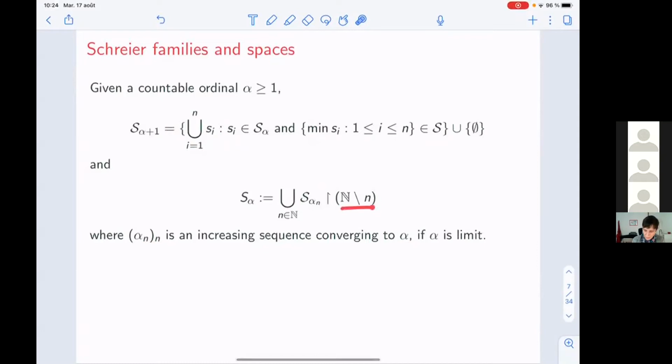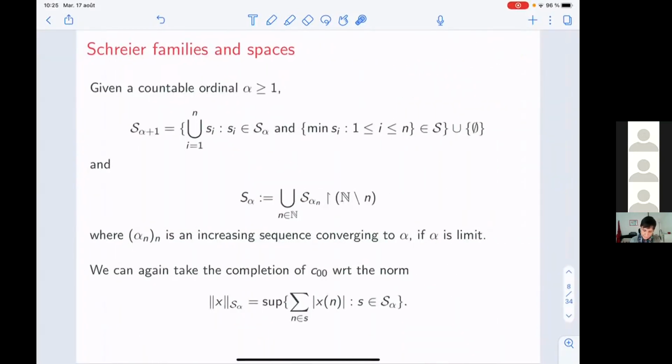I will mention why you have to take tails of these families, and just to point out that the increasing sequence converging to alpha might change. So S alpha is not really one family. You can have several definitions for some S alpha, some Schreier family of some limit ordinal. Similarly, we can take exactly the same norm, and the completion of the C00 with this norm, and you get a Banach space.